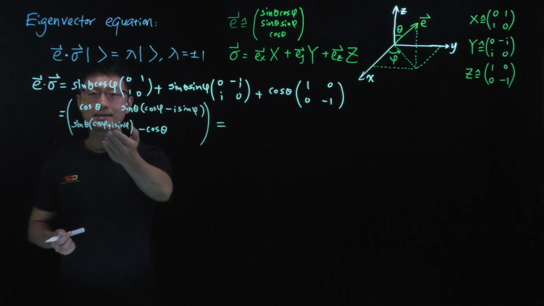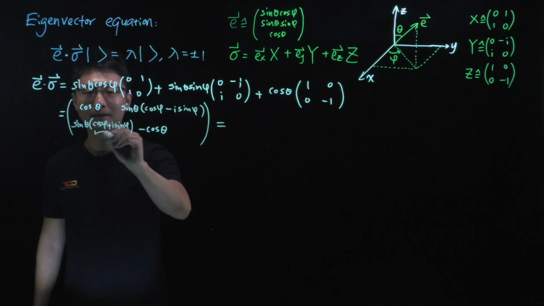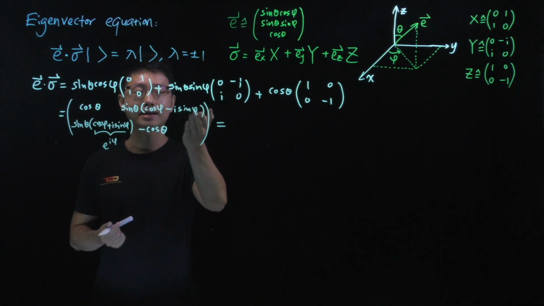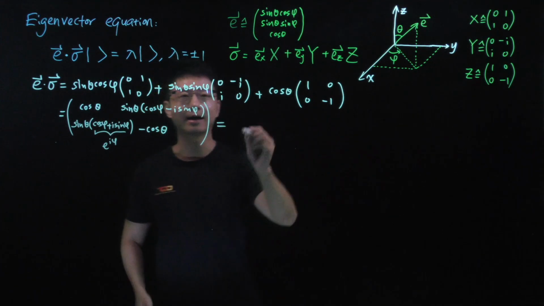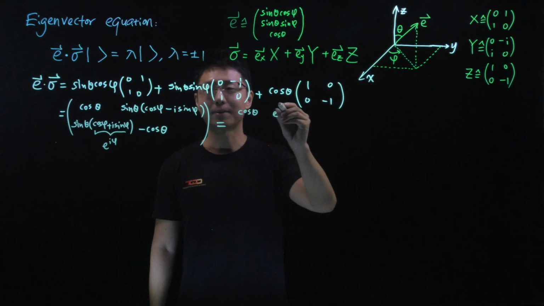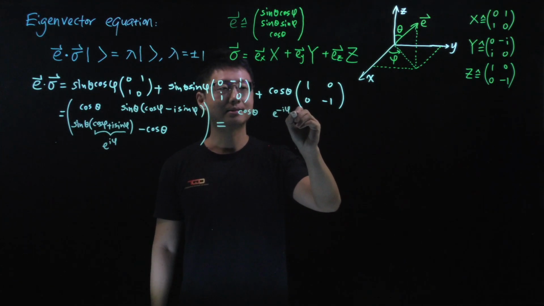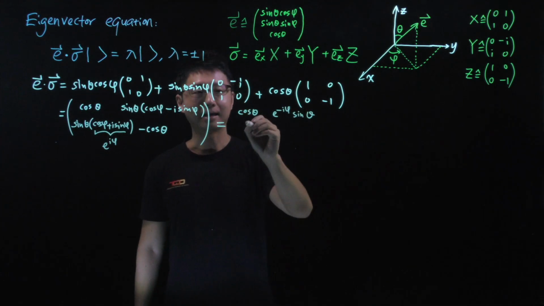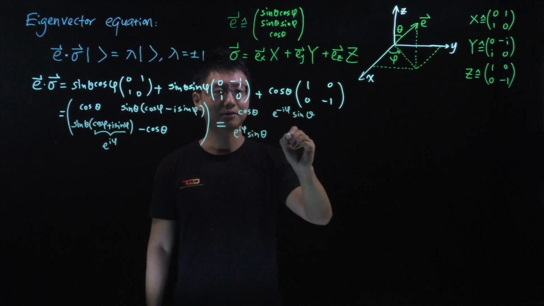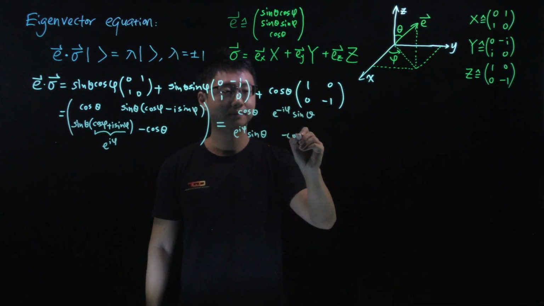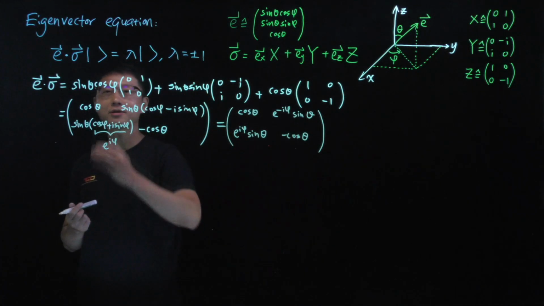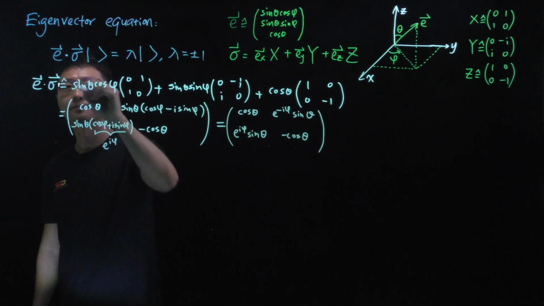Okay, so recognizing that cosine phi plus I sine phi is simply e to the power of I phi, and similarly here we have cosine phi minus I sine phi, that's e to the power of minus I phi, this simplifies into cosine of theta, e to the power of minus I phi sine of theta, e to the power of I phi sine of theta, and minus cosine of theta, for the matrix representation for E dot sigma.